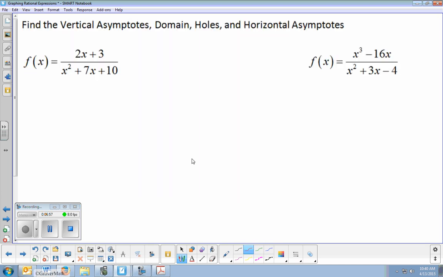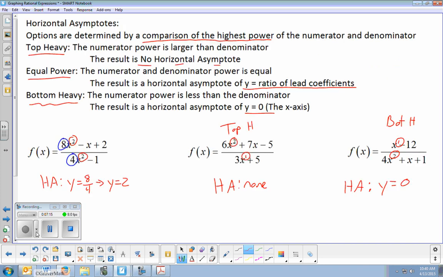For this example, I'm not going to do it because this is where we're going to start off in class tomorrow. I want you to factor, state the domain, state the vertical asymptote, state any holes like you did yesterday. But then go back and look at the original problem and state any horizontal asymptotes with top heavy, bottom heavy, all those scenarios. Top heavy, none. Bottom heavy, y equals 0. Equal power, coefficients. That's it. See ya.